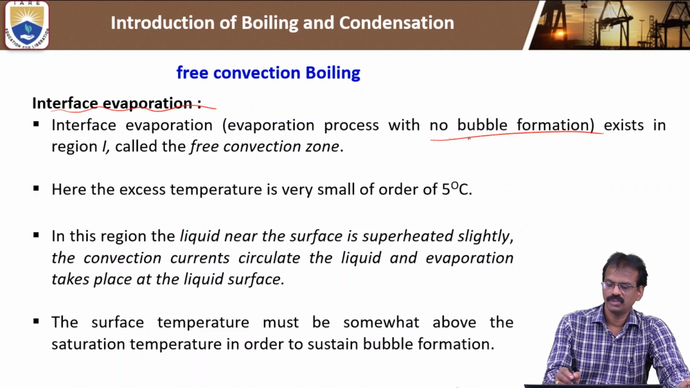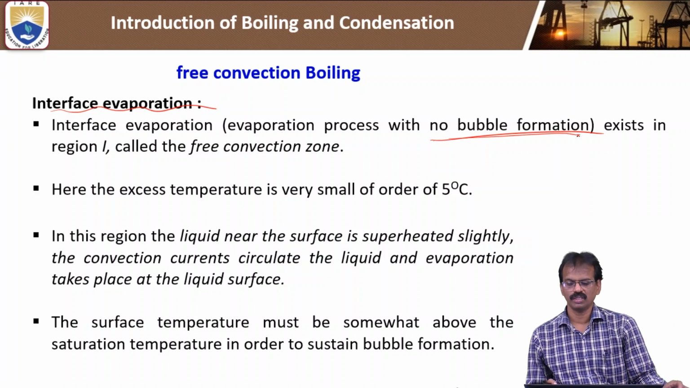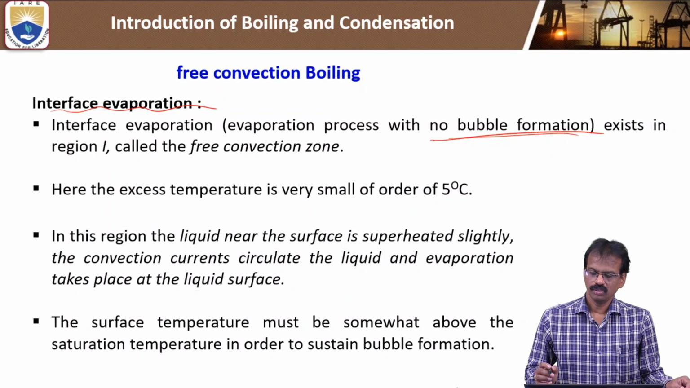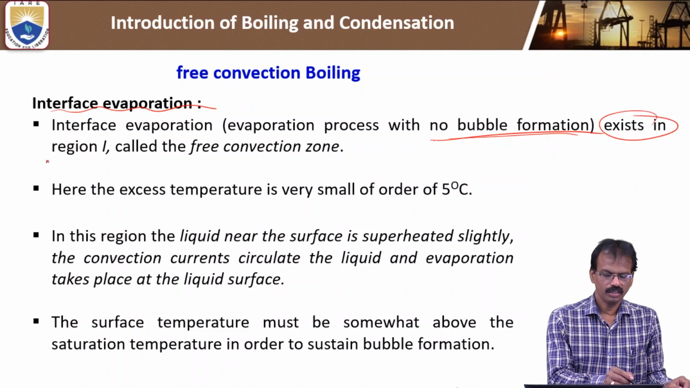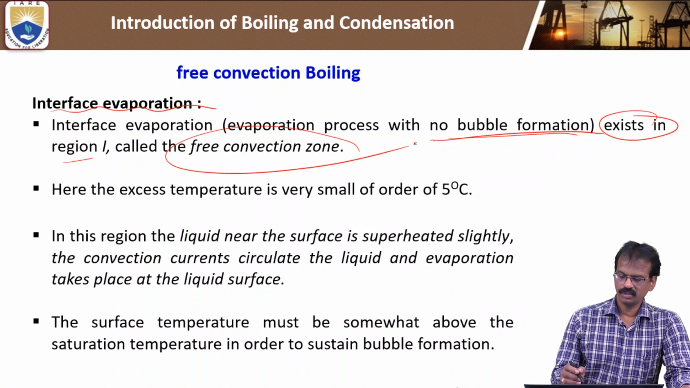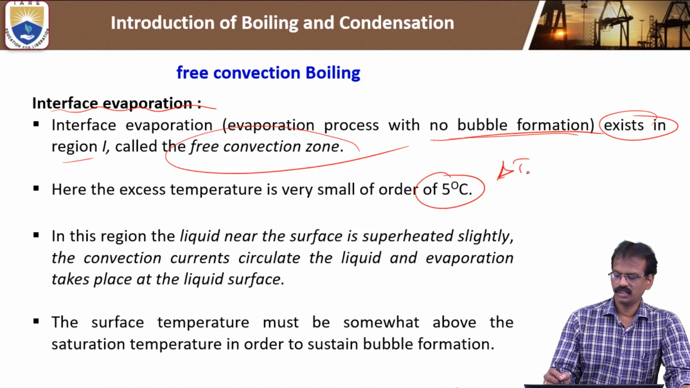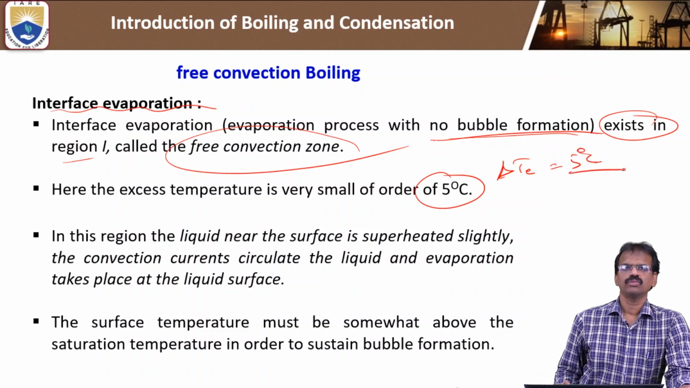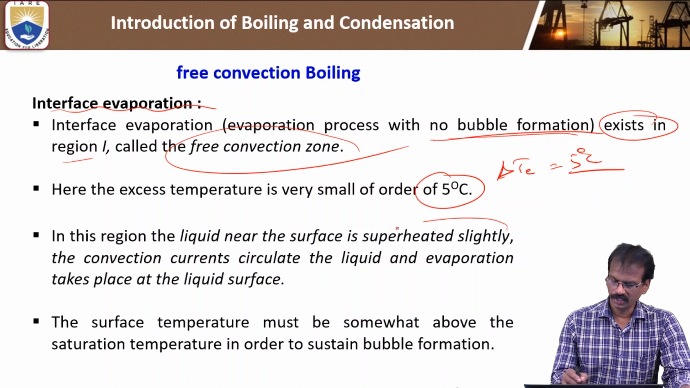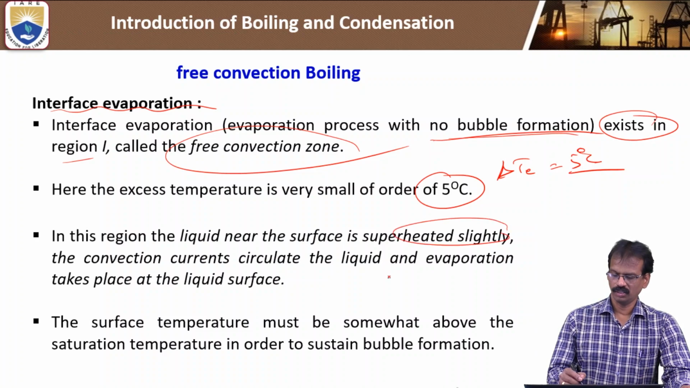So with no bubble formation, less dense particles move in an upward direction. Those particles evaporate into air. It exists in region 1, that is nothing but the free convection zone. Here the excess temperature is very low, that is delta T E is about 5 degrees Celsius. So in this region, the liquid very near the surface is slightly superheated.